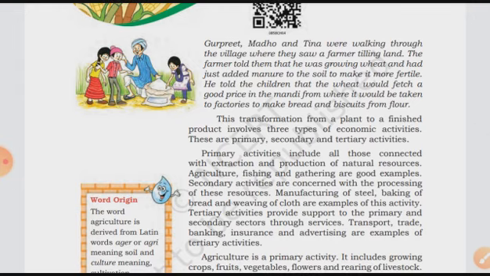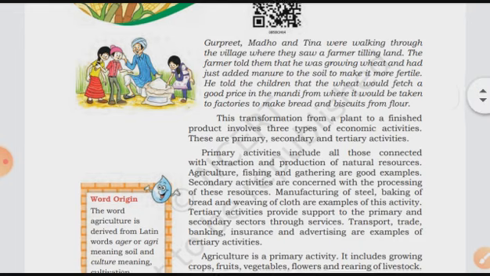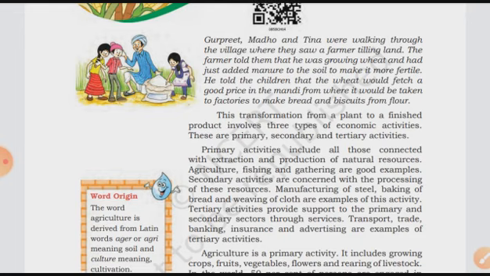Then the farmer told them that he was growing wheat and preparing the soil mainly for it, and he had also put manure there to make the soil more fertile. He told the children that the wheat would fetch a good price in the mandi, from where it would be taken to factories to make bread and biscuits from flour.